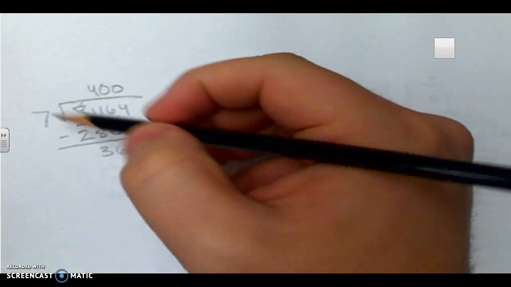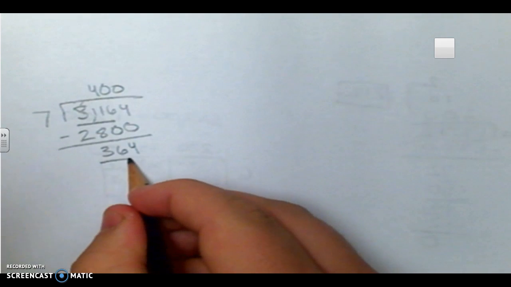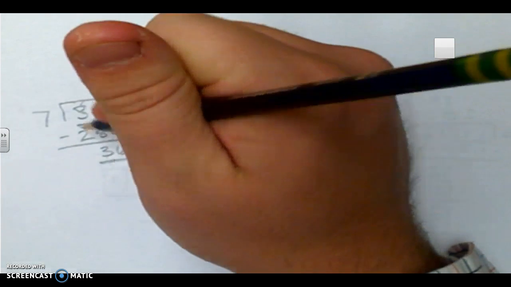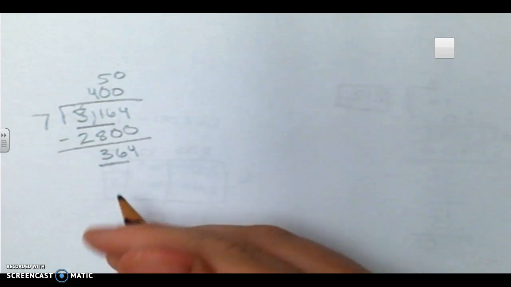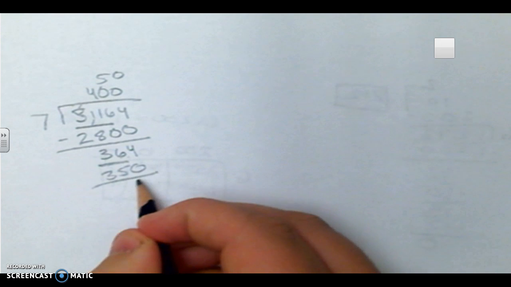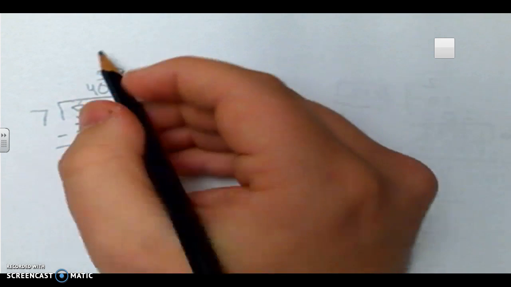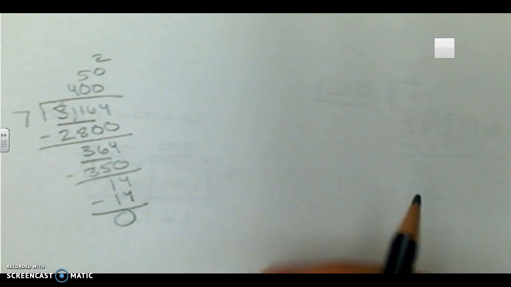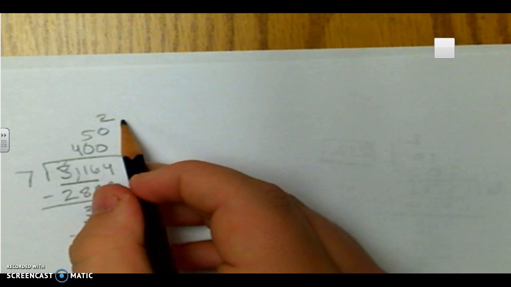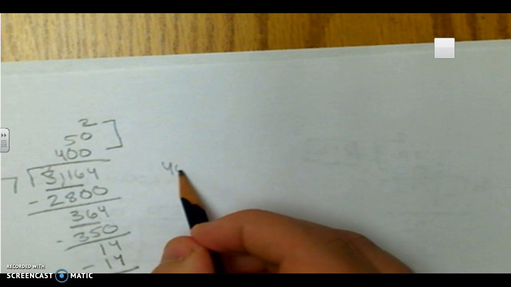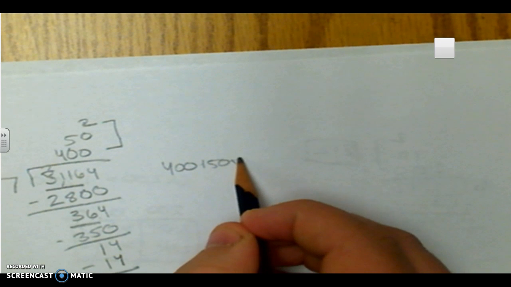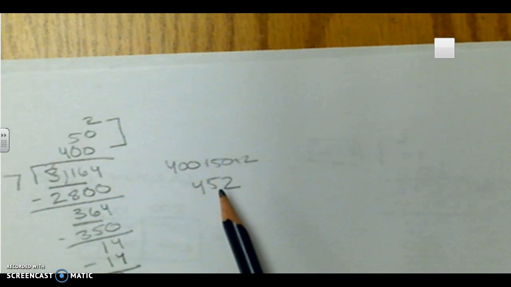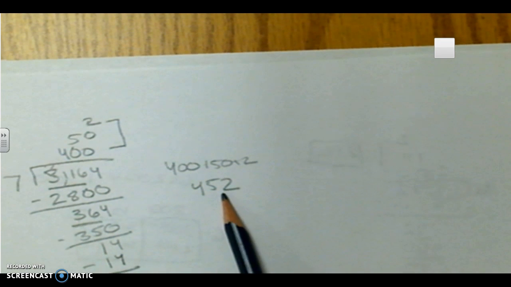Sorry. Now we need to think how many times. Well, 364, 360 is 36, and 7 goes into 36 50 times, because 50 would be 350. Subtract it, you get 14, and then you get 2, because you know 2 times 7 is 14. You get 0 remainder. You add all your partial quotients together to get 400 plus 50 plus 2 to get 452. After you added all your partial quotients, you should check your work.